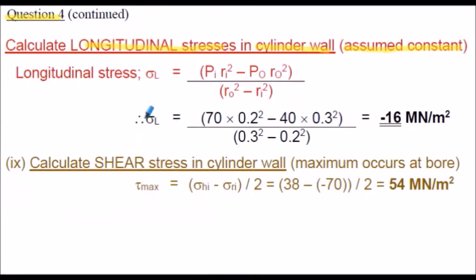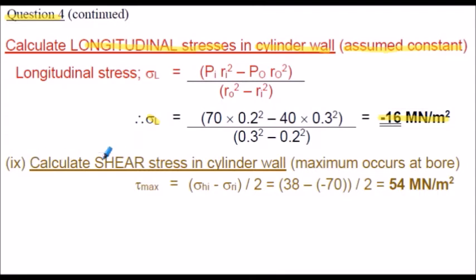So inserting the values into the equation, we calculate sigma L, and that becomes negative 16 meganewtons per meter squared. So we've actually got a compressive longitudinal stress in this particular case because we've got external pressure over the outside surface.